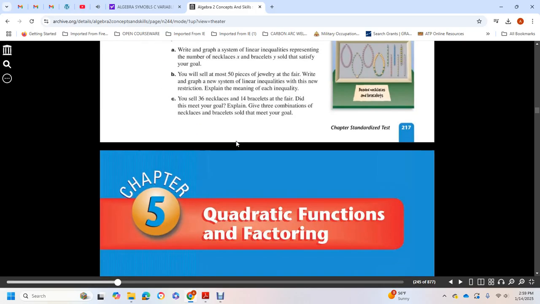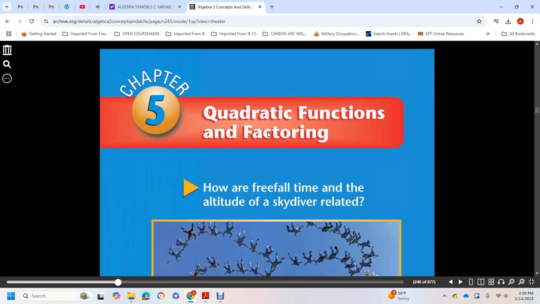Chapter 5, Quadratic functions and factoring.